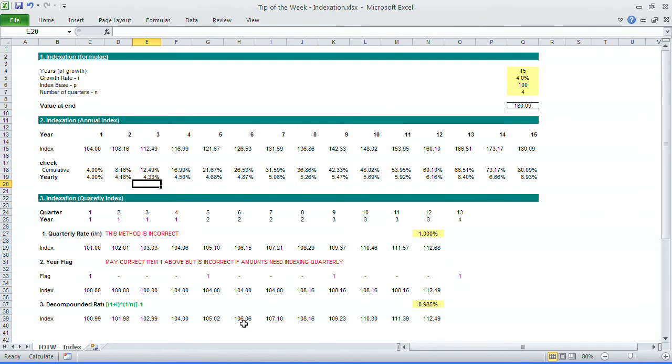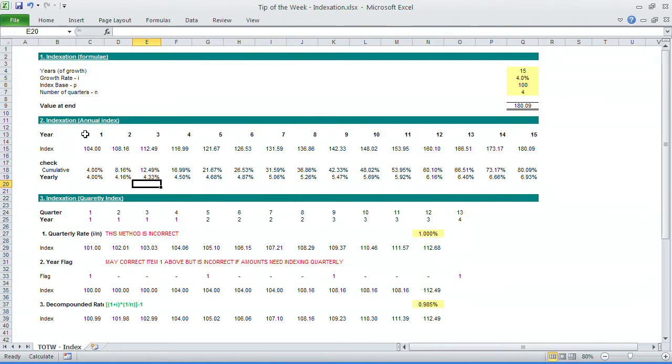And in this week's tip, we're going to be looking at some indexing. Quite a common and important part of modelling, and something which can often be done incorrectly. So we're going to show you a quick couple of ways to do it. At the top of the sheet at the moment, we have our data, essentially saying the years that we want to grow, the growth rate of 4%, the base index being 100, and the number of quarters being 4, which is your N.